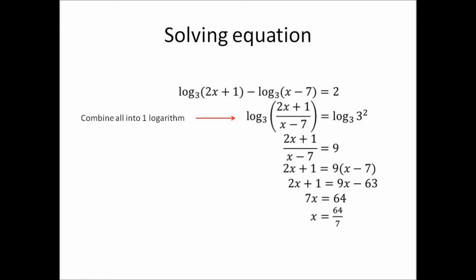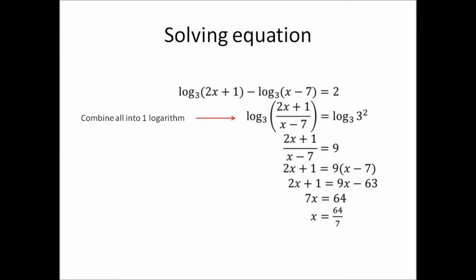So first step, what you need to do would be to combine the 2 log on the left hand side of the equal sign together. And if we are going to do that, we can just simply apply the quotient law after observing that the base power is 3, which are the same. So we just combine them together. It becomes a fraction 2x plus 1 over x minus 7. Now the 2 on the right hand side is a tricky one.